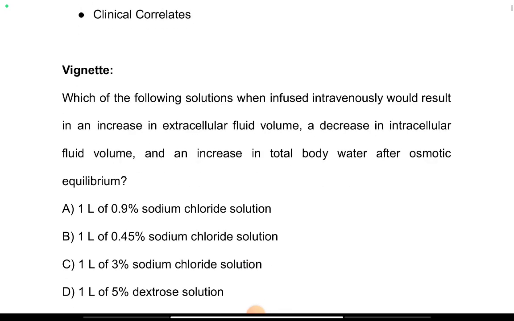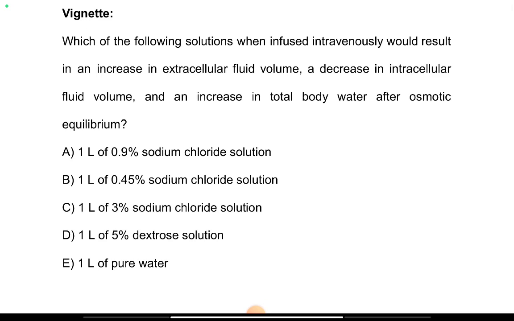Before we move on, let's look at this vignette together. Which of the following solutions, when infused intravenously, would result in an increase in extracellular fluid volume, a decrease in intracellular fluid volume, and an increase in the total body water after osmotic equilibrium?